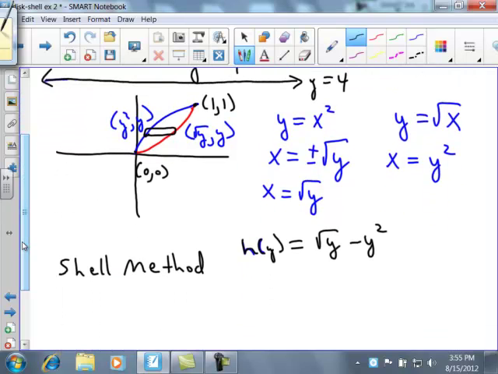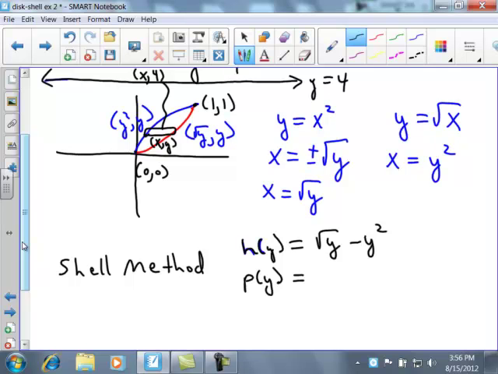Alright, now, the other piece that I need is p of y. I need the distance that my rectangle is from my axis of revolution. Now, for this rectangle here, this is just some x comma y value. And then up there, this is just some x comma and my y value is 4. So my y value doesn't change.